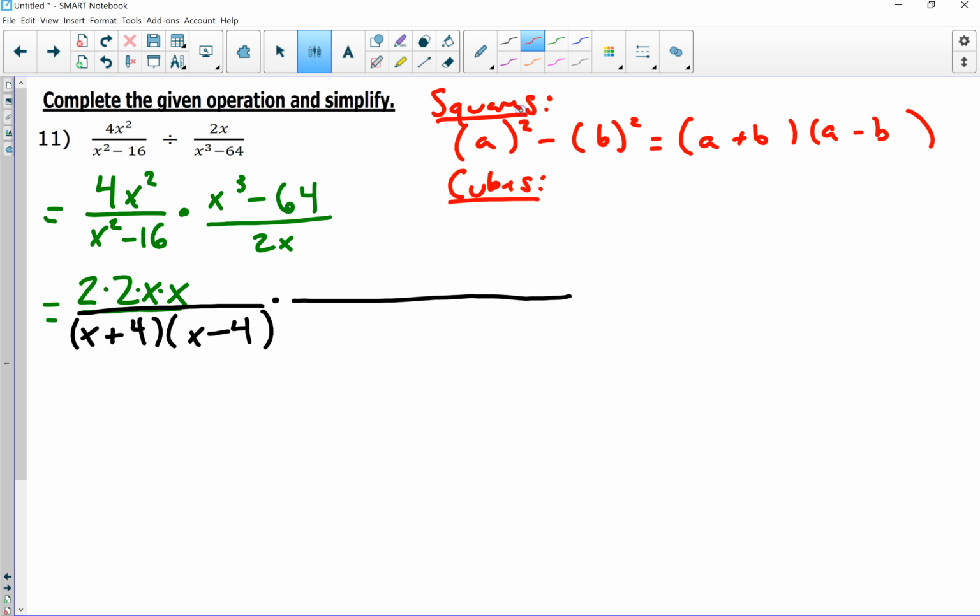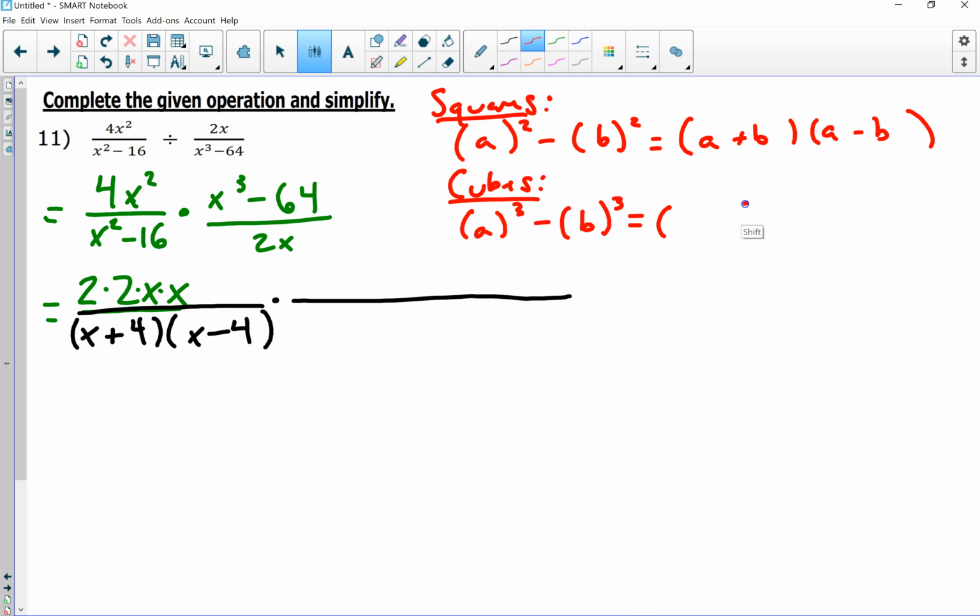And for cubes, you would have something cubed minus or potentially plus. There's also the sum of cubes. Squares, you only have the difference. Cubes, you could have cubes being added or cubes being subtracted. It works both ways. So here, because it was subtraction, we'll look at the subtraction pattern. So this fits that pattern. My A, so to speak, is the x, and my B, if we really look at 64, it's actually 4 cubed. So 4 also happens to be the B value.